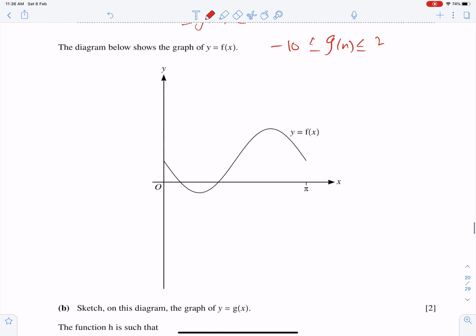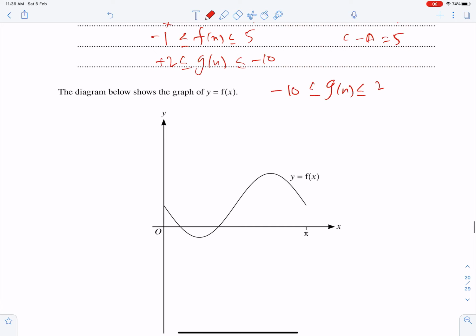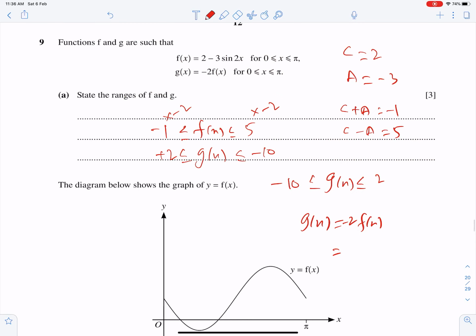Now the next part is we have to sketch g(x) on the same diagram. So in order to sketch g(x) in the same diagram, we first need to get the equation of g(x). So this is the equation of g(x). g(x) is minus 2f(x). So when you multiply minus 2 with f(x), you will get this thing. I think 6 sin 2x minus 4.